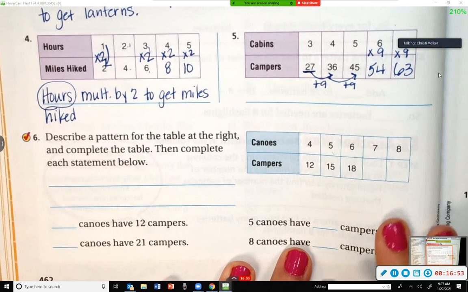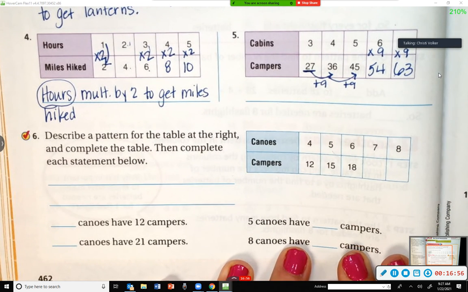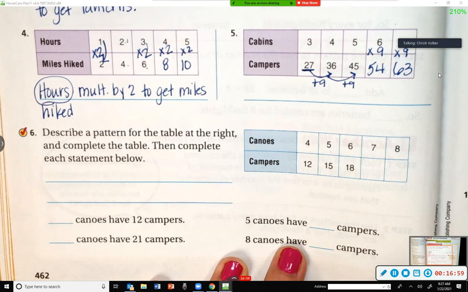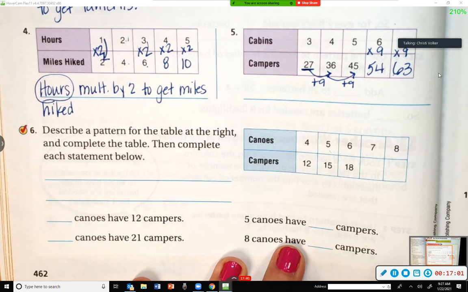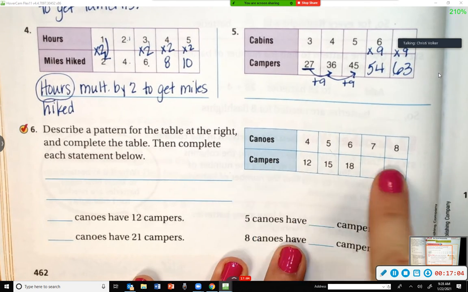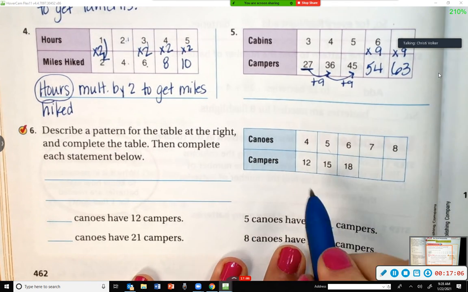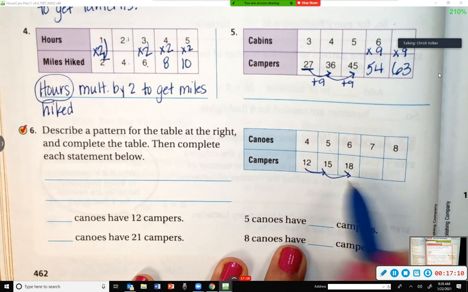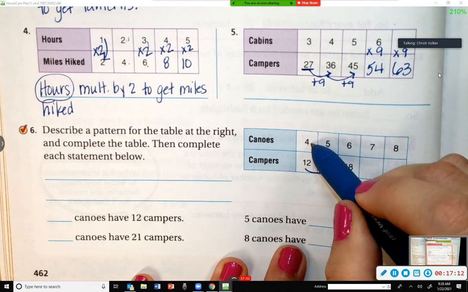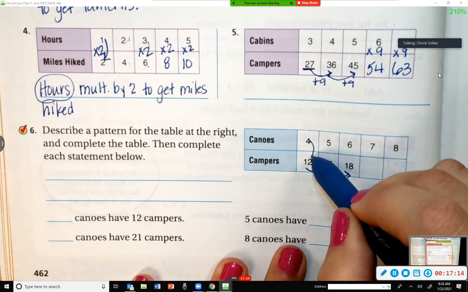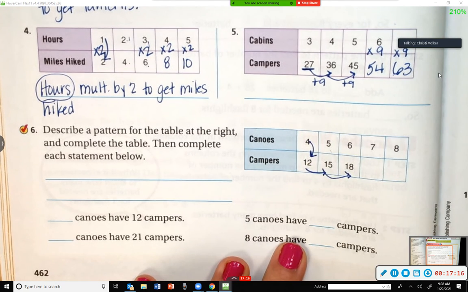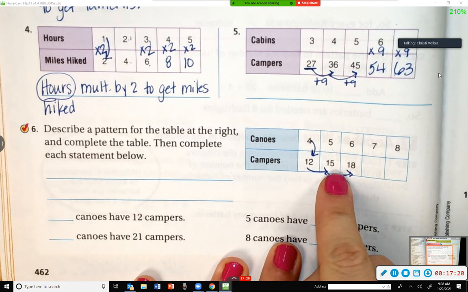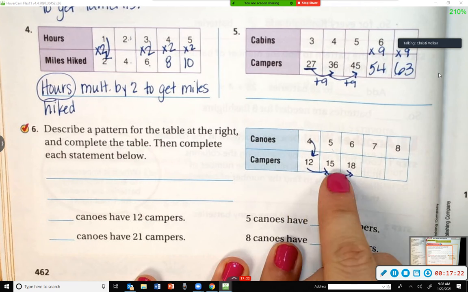Okay, so number 6, you had to describe a pattern for the table at the right and complete the table. Then complete each statement below, okay? So again, it's going across this way, so we can do 2 things. We can look at what they're adding by each time, or we can look going from 4 to 12 and see what's happening that way. So what do we want to do? We want to see what it's adding by first. It's adding by 3. Okay, it's going by 3.